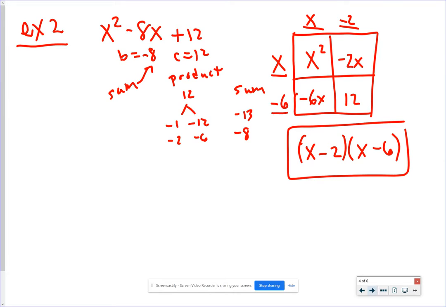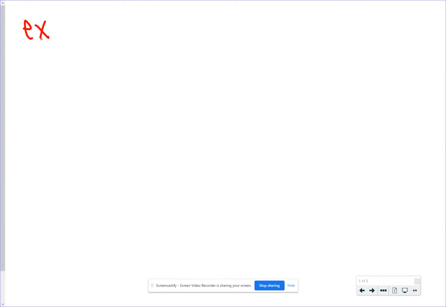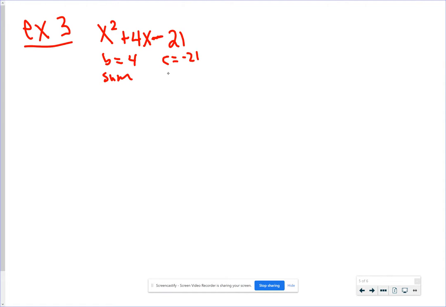Third example in the Big Ideas textbook, or in the notes that we gave you, says to factor x squared plus 4x minus 21. And we are going to notice that in this case, b is 4. So I need a sum of 4. And I need a product of negative 21, since c is negative 21. That's my product, right? So I'm going to take that negative 21, move over here a little bit.